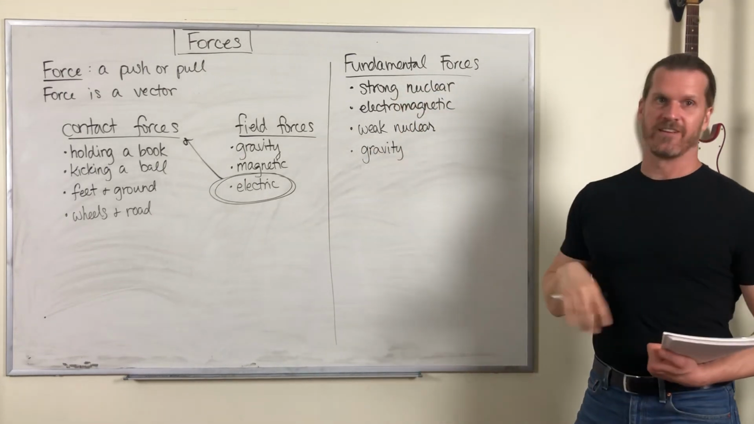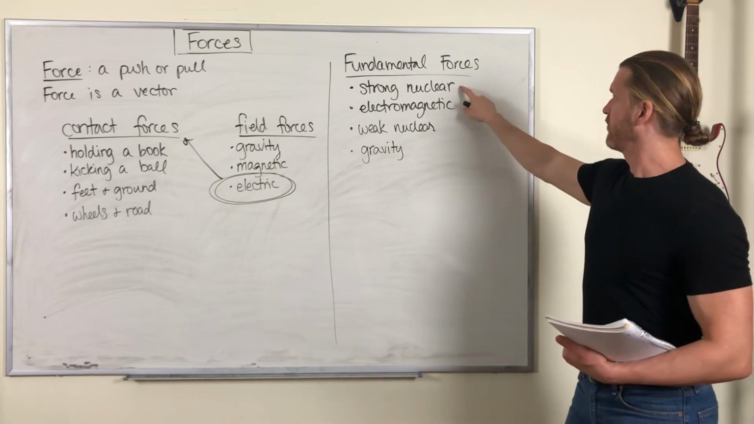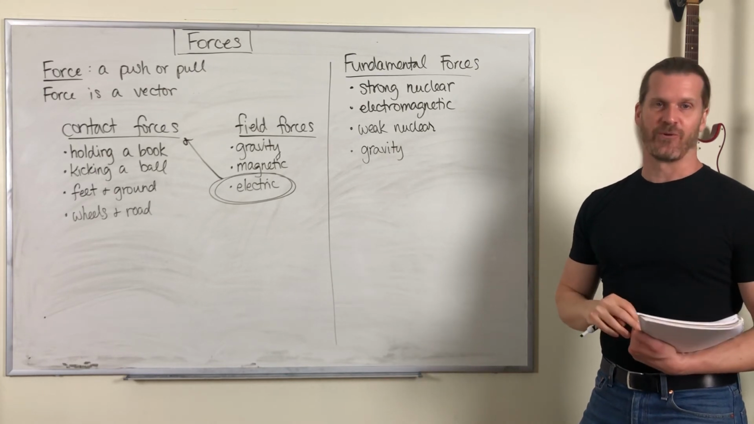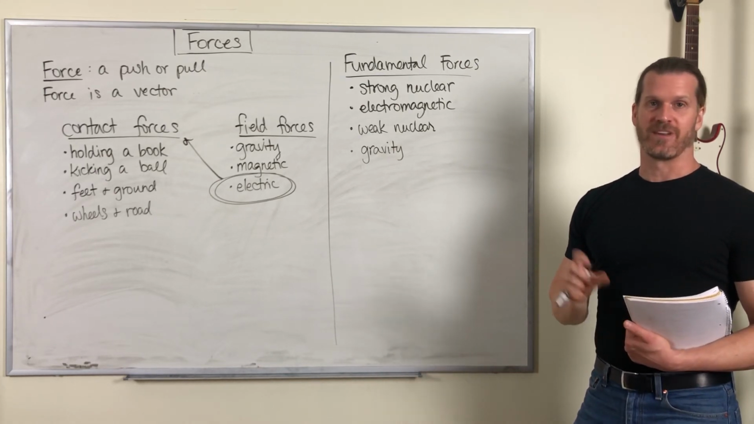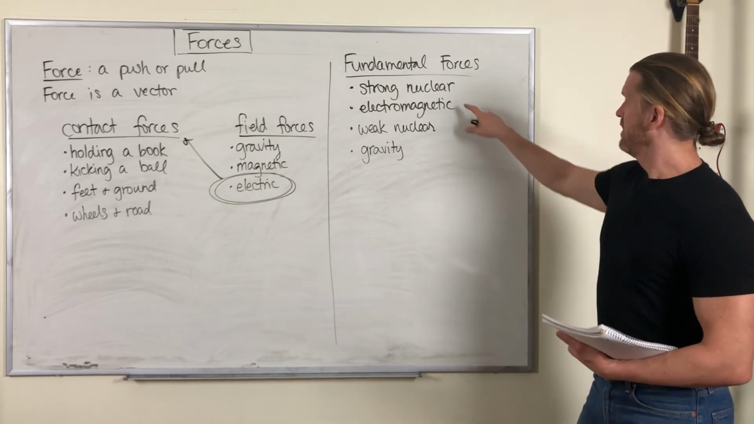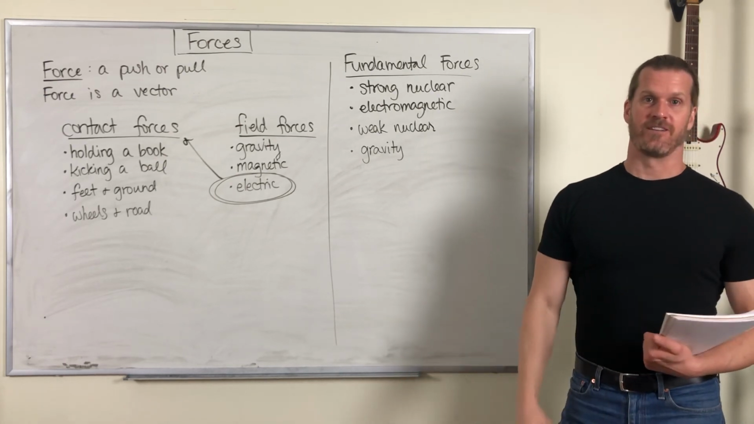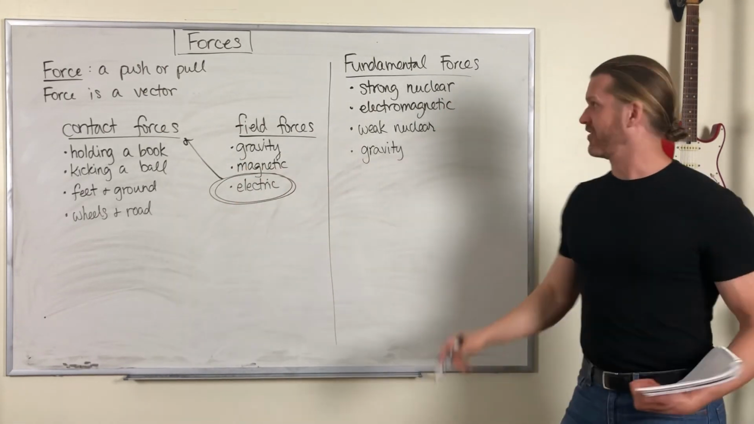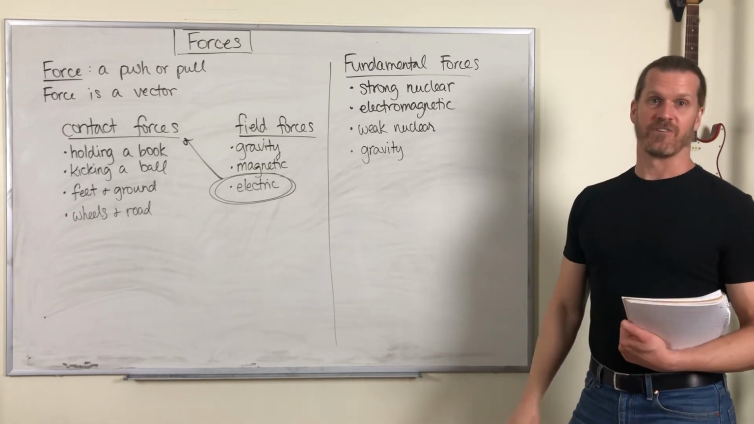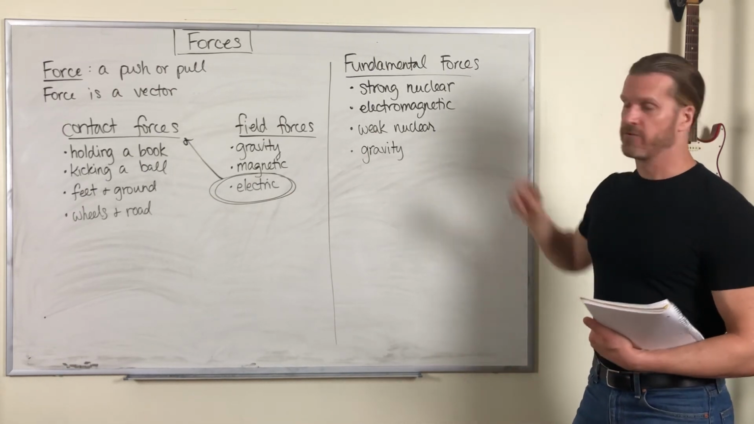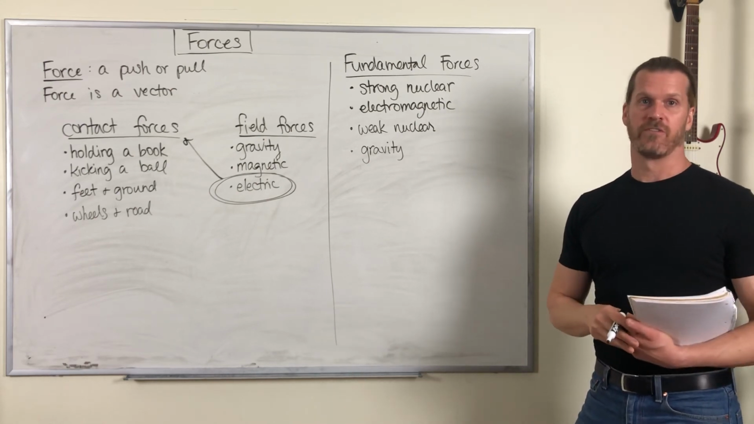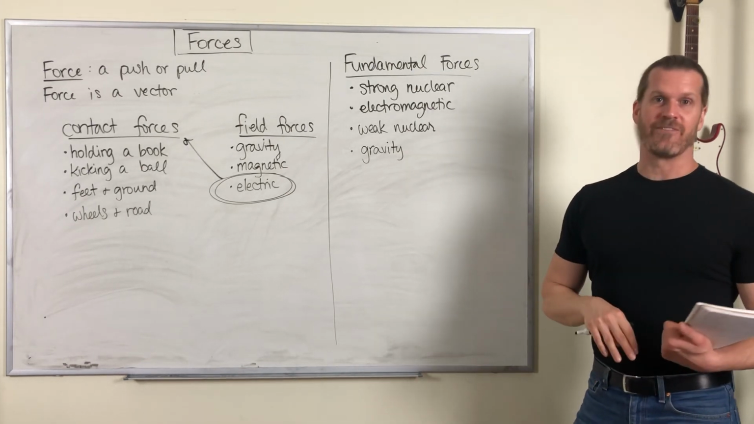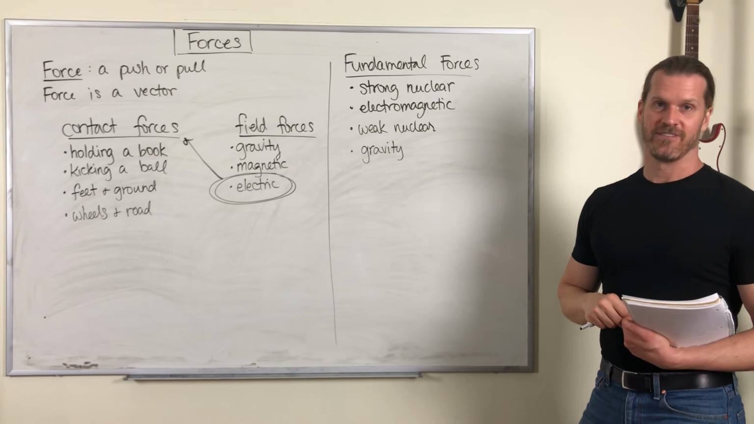So I listed these in decreasing order of strength. The strong nuclear force is the strongest force, but it's also very short range, so it only is important inside nuclei. The electromagnetic force is long range, and as I said, we see this all the time. This is the kind of the dominant force in our everyday lives. The weak nuclear force also only works at a very short range inside of nuclei. And then gravity is by far the weakest of all these forces.